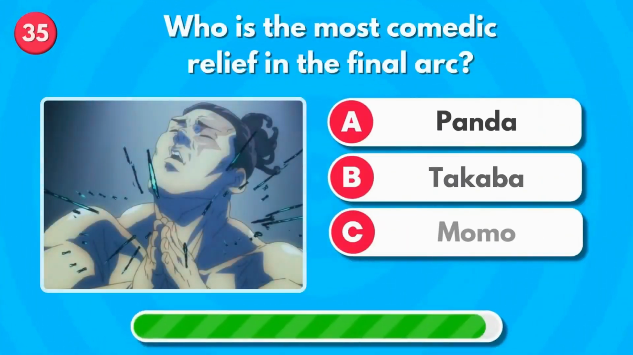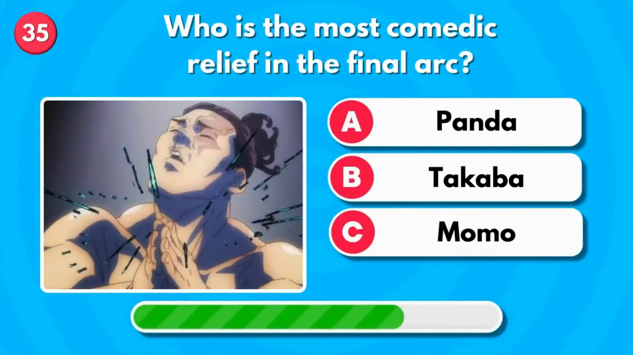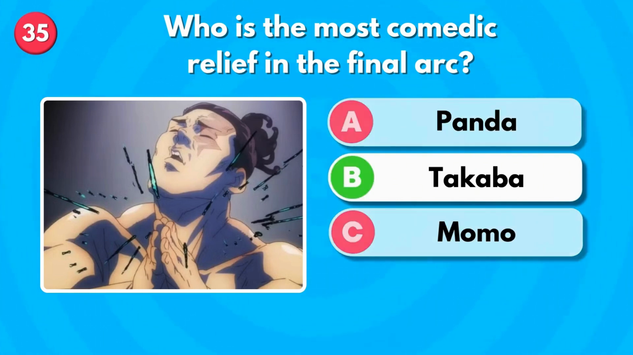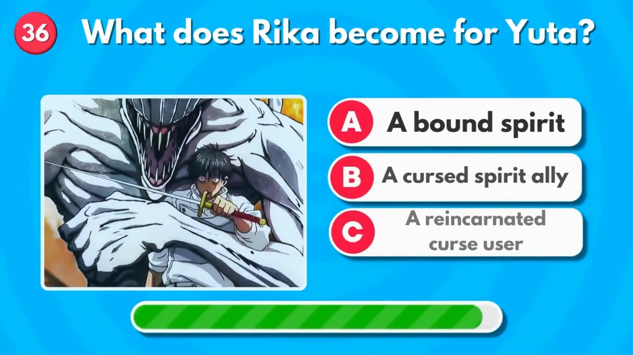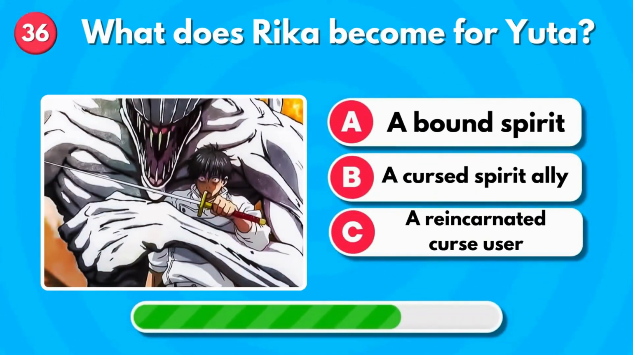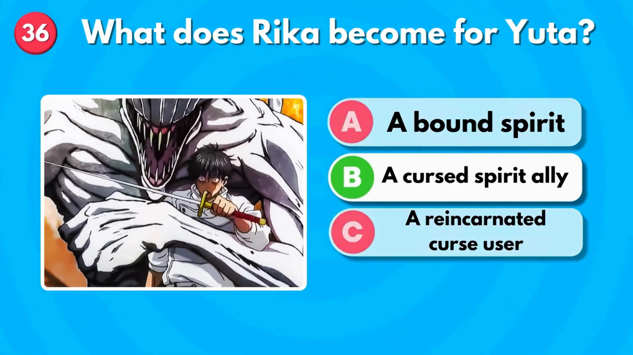Who is the most comedic relief in the final arc? Takaba. What does Rika become for Yuta? A cursed spirit ally.